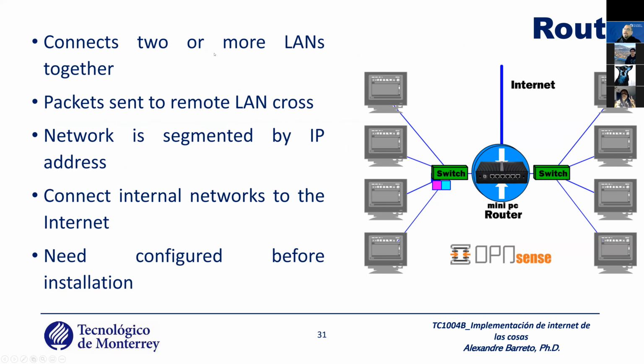Finally, you have the router. A router connects two or more local area networks. For example, you have network A, network B, and a router that sends data from one network to another.